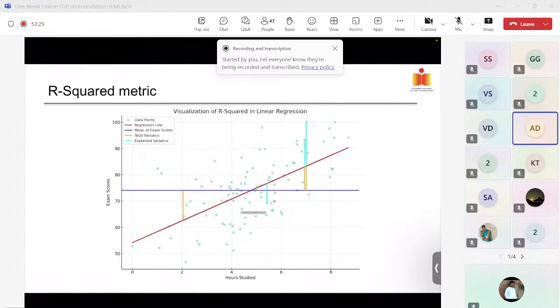So this is a bit more visualization of your R squared metric itself. The blue line is the mean value of all your data points. The red line is your predicted or fitted line. The orange points are the total variance, whereas the blue points are the explained variance. So the light blue points are the numerator values, whereas the orange points are the denominator values. Okay.